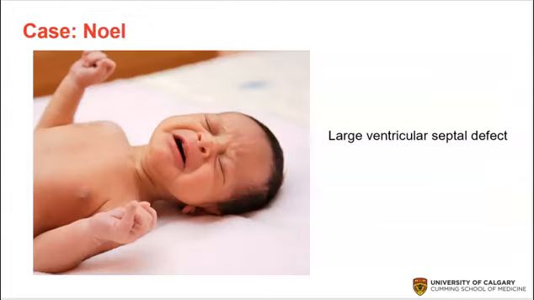So in Noel's case, you see an abnormal chest X-ray and EKG, and your clinical history and exam are concerning for a possible left to right shunt. You call cardiology and an echocardiogram is done, which confirms a large ventricular septal defect. So now what do you do?